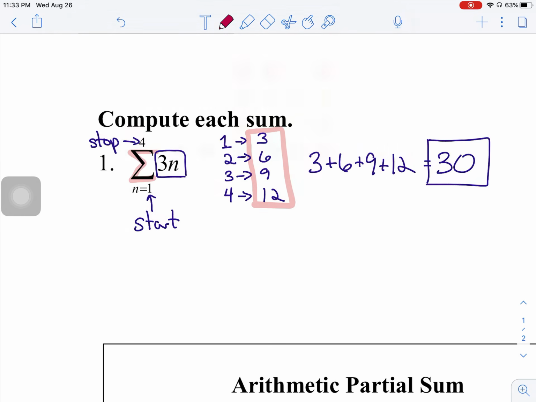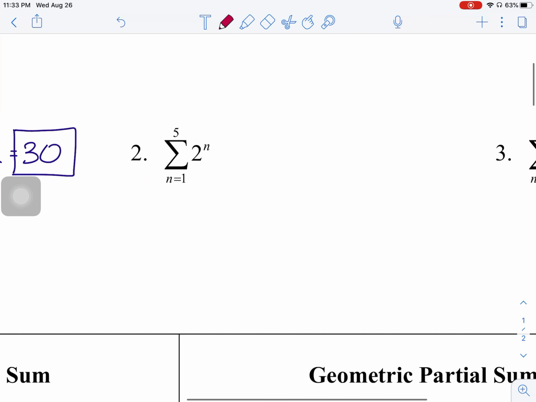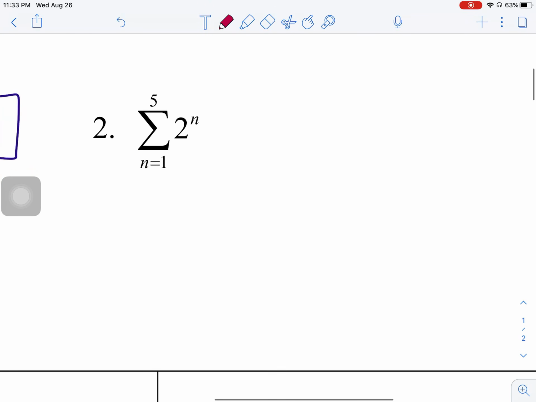Let's take a look at problem number 2, see if we can follow that same type of pattern. So we have a sum again. This time, though, our expression is 2 to the n power. n is equal to 1 as our start, n is equal to 5 as our stop. So a couple of different ways.